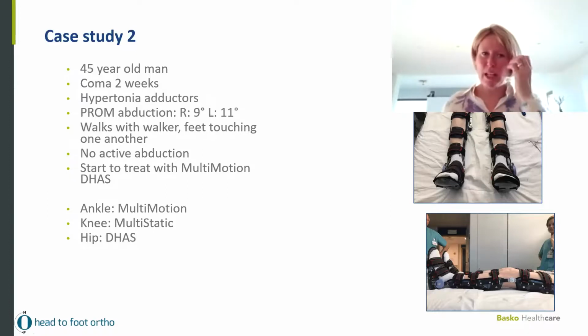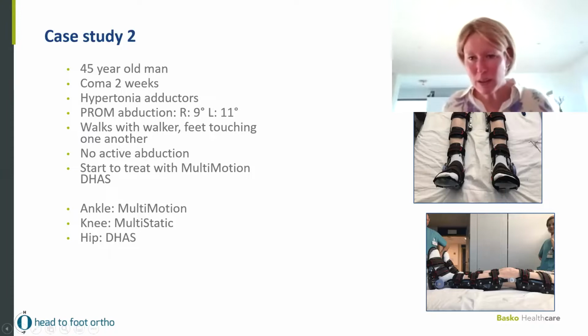I'd love to share as well the dynamic hip abduction system for adults. It's also with multistatic on the knee and multimotion.